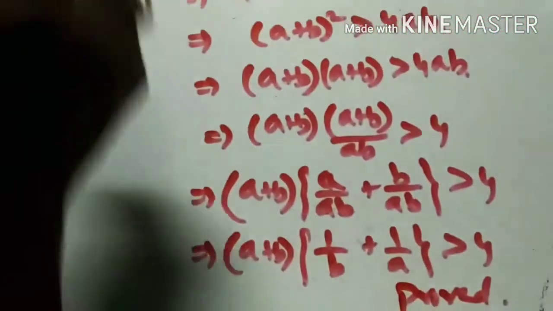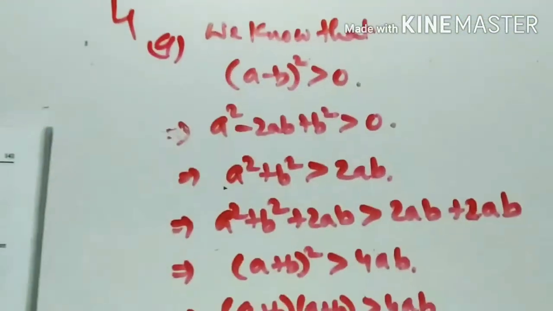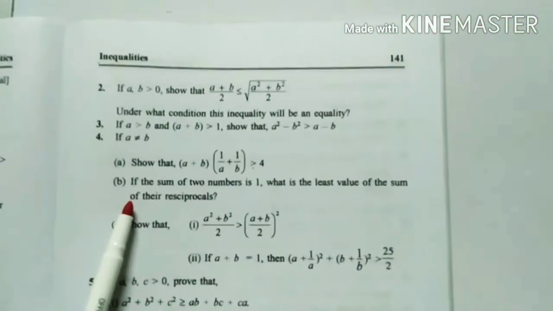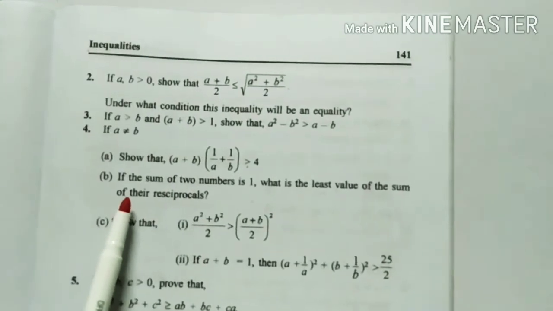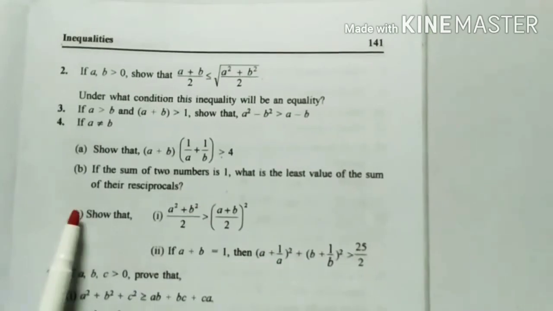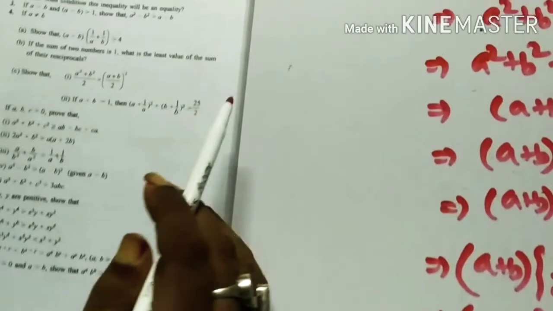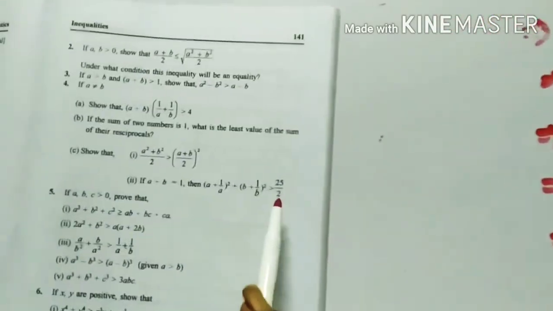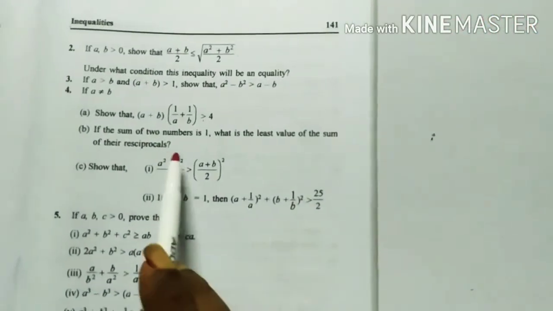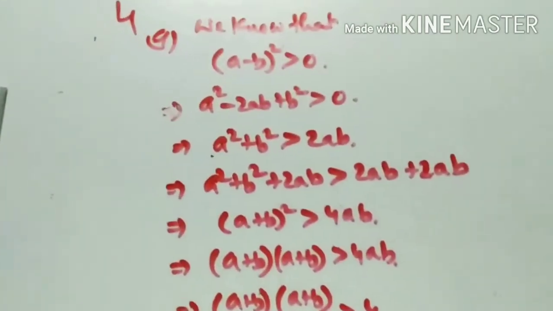Now, from this part, this is question number 4b. It is given that if the sum of two numbers is 1, what is the least value of the sum of their reciprocals? Least value. So, see, least value. One thing I have to do to find the least value. The process will be the same process, but one thing I have to do.